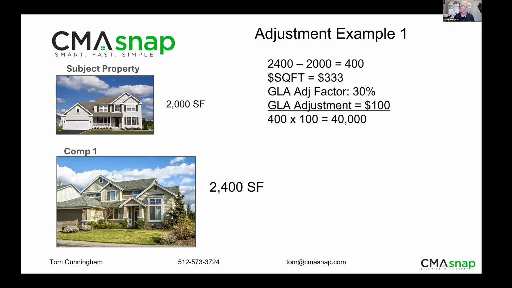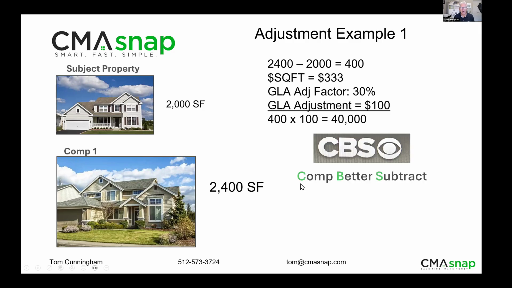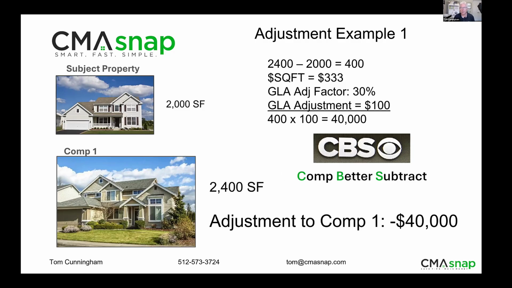Right, so we're using an adjustment factor of 30% because typically that's what appraisers do, 25 to 30% depending on the market. Right now we're at 30%. So the factor is 30% and the adjustment would be $100. So the math would be $400, which is the difference between the square footage, times 100, which is the gross living area adjustment, equals 40,000. And because the comp is better, we're going to subtract. So the adjustment to the comp is negative $40,000.